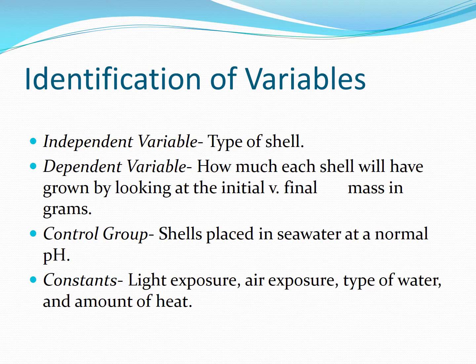Okay, so these are my identification variables. The independent variable was the type of shell used, so whether it was a clam or a crab shell. My dependent variable was how much each shell will have grown by looking at the initial and final mass, and that will be measured in grams. The control group was the shell placed in seawater at a normal pH, and the constants were the light exposure, air exposure, type of water, and amount.